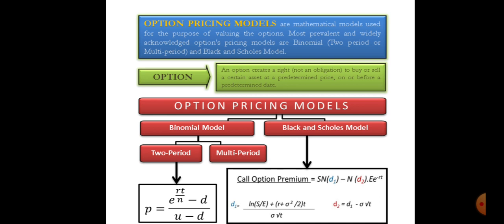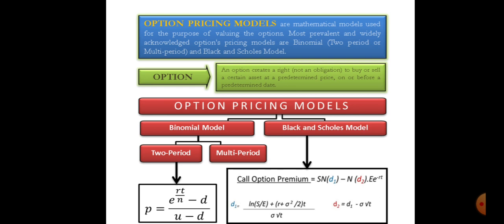Option pricing models are mathematical models used for the purpose of valuing options. The most prevalent and widely acknowledged option pricing models are the binomial, that is two period or multi period, and the Black Scholes model. These are the two popular models on which the derivative model is constructed for the options market. An option creates a right, not an obligation, to buy or sell a certain asset at a predetermined price on or before a predetermined date.